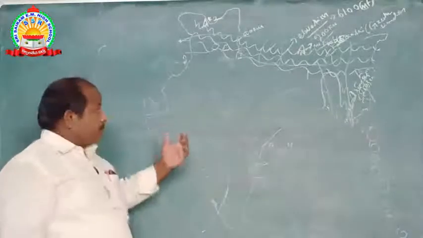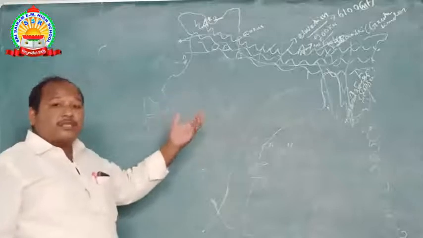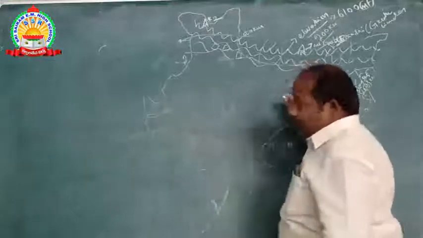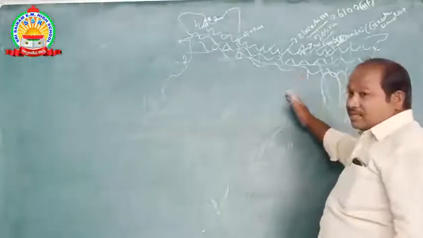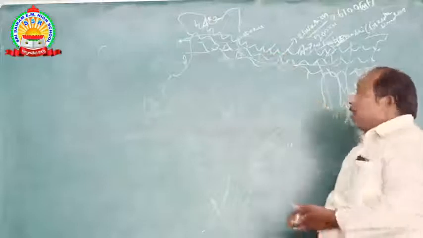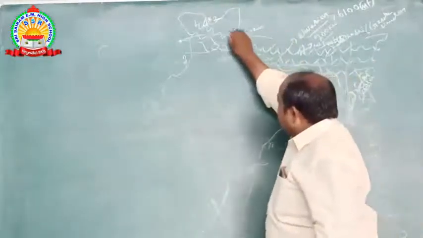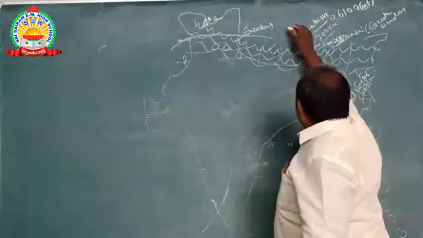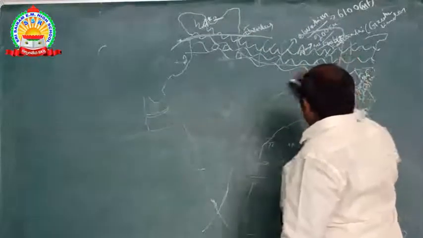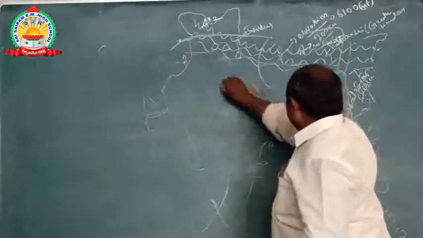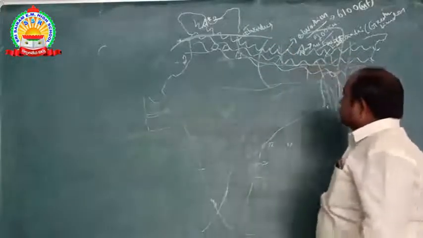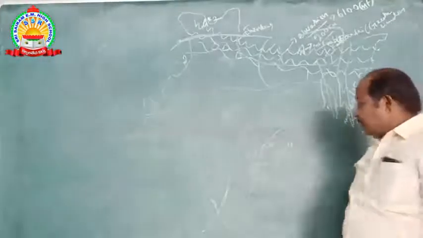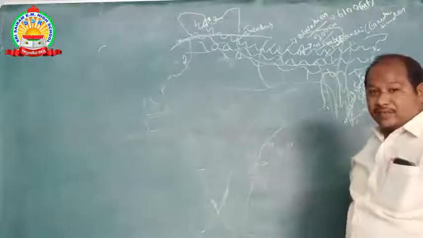Another benefit to us from the Himalayas is that perennial rivers originate there because of the snow melt. The first is the Indus River, the Brahmaputra River, and the Ganga River, which is known as the Ganges. These rivers flow throughout the year. That's why we call them perennial rivers.